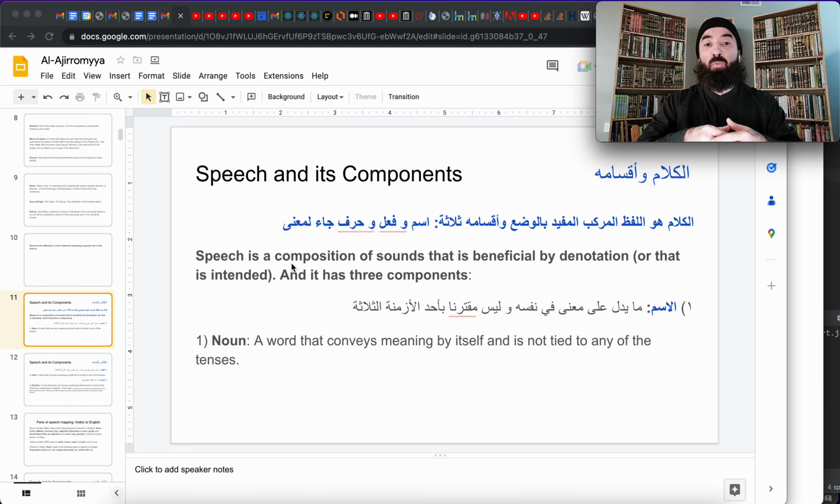The same thing applies to Arabic, and when it comes to Arabic, those sounds from which speech is composed need to be designated for meanings. Meaning the sounds must have been designated for meanings by the Arabs for us to consider that to be speech.